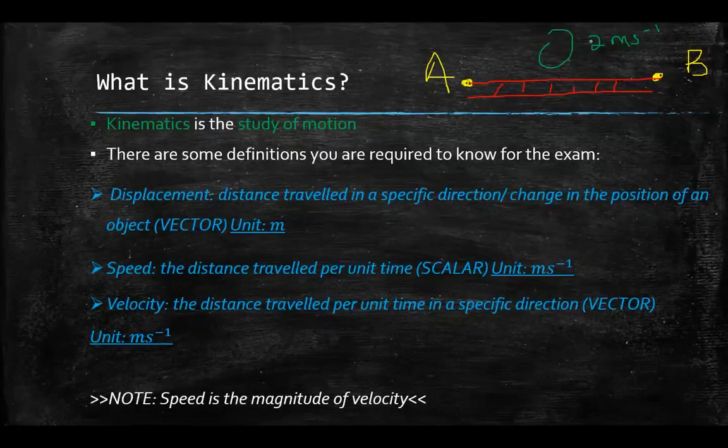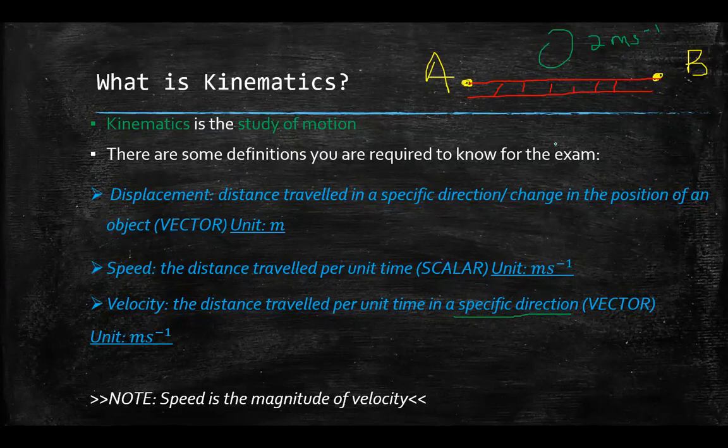So for every second, this car is traveling 2 meters. That's speed, which is different from velocity. Velocity is the distance traveled per unit time in a specific direction. And unlike speed, which is a scalar quantity, velocity is a vector quantity because it has both magnitude and direction. So what exactly is the difference between speed and velocity?